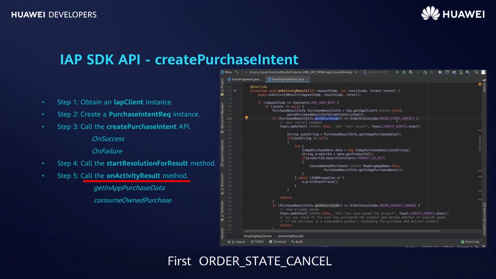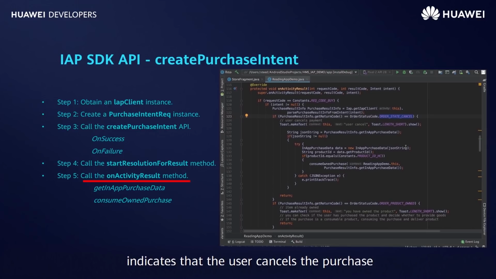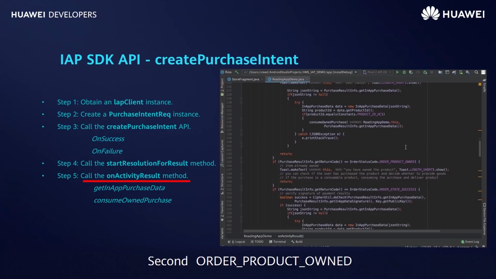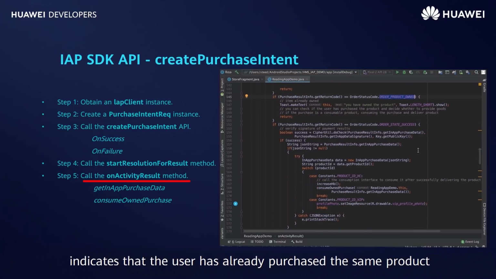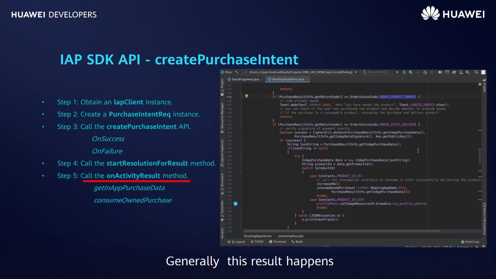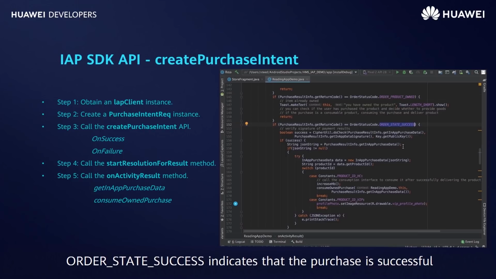First, ORDER_STATE_CANCEL indicates that the user cancels the purchase. Second, ORDER_PRODUCT_OWNED indicates that the user has already purchased the same product. Generally, this result happens when the user repeatedly purchases a non-consumable, or the consumption interface is not called in time after the user purchases a consumable. ORDER_STATE_SUCCESS indicates that the purchase is successful.